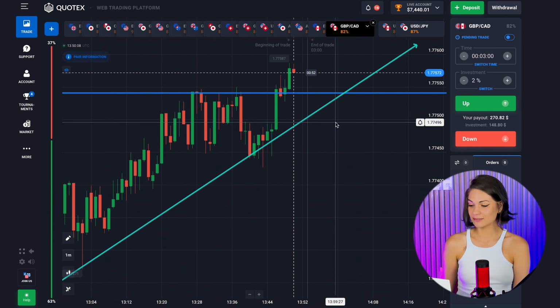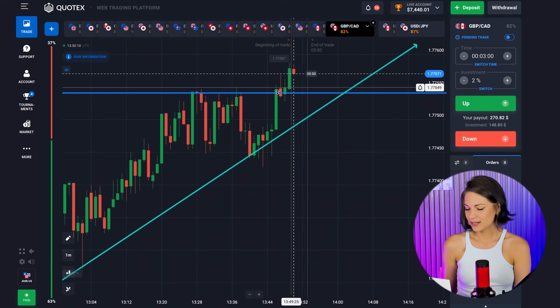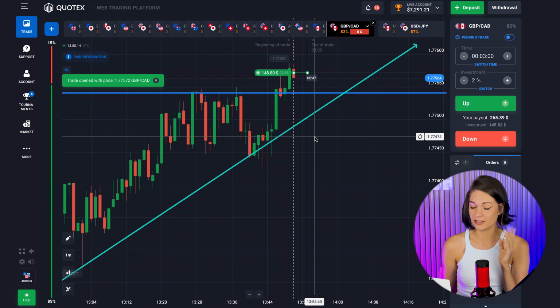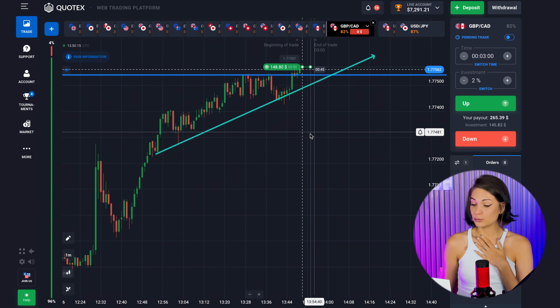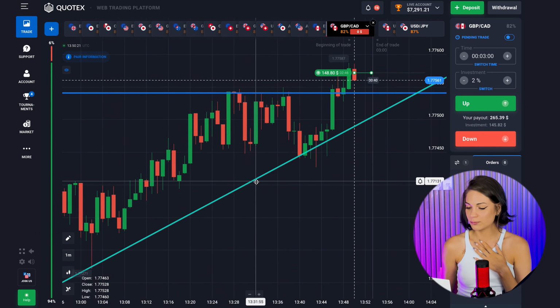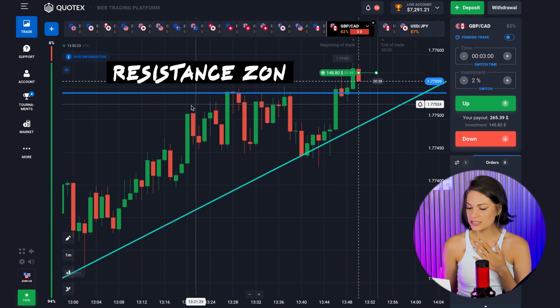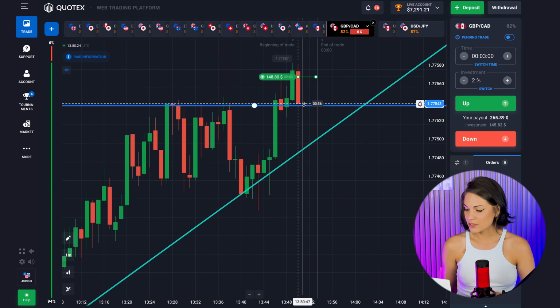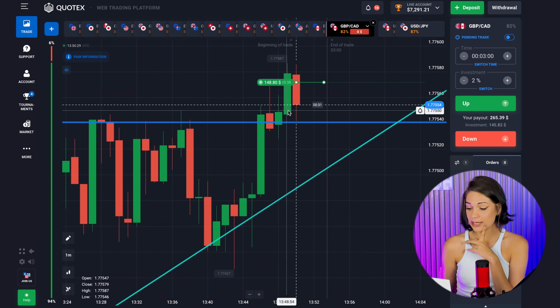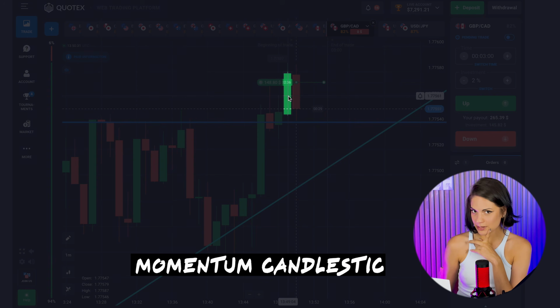Okay, so guys, let's risk it for the biscuit. We're gonna enter into a trade for an uptrend. It's lagging today for some reason. But what do we see? We see the triangle and the trend line is going upwards, and right here there is a resistance zone. But at the same time, we see that the price went outside of our resistance zone, and at the same time, we see the momentum candlestick.